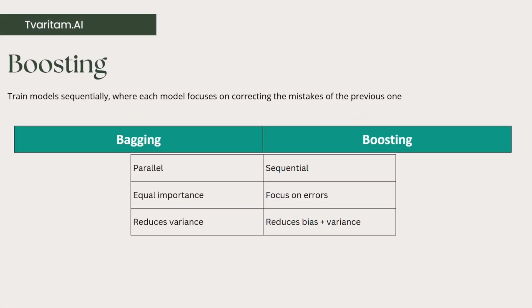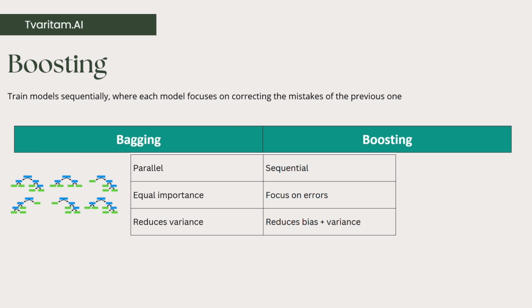Now, in our video about random forest, we discussed bagging as an ensemble learning method. Just for a quick recap, bagging trains multiple models in parallel, gives equal importance to each model and averages their outputs. This helps in reducing the variance of the model.